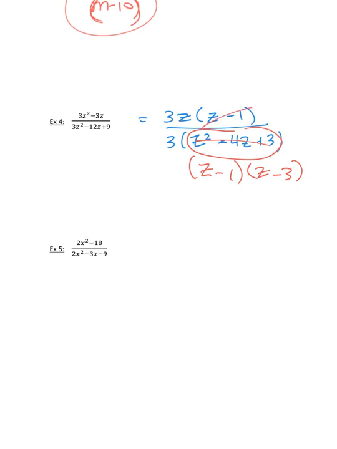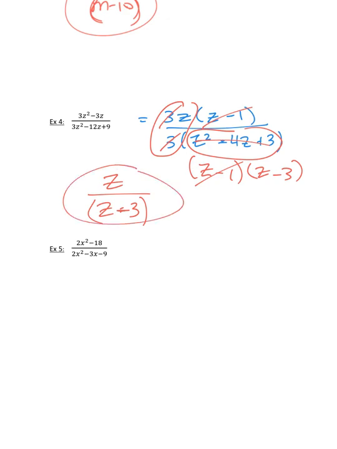So z minus 1 and z minus 1 are common factors. And with the monomials, they have a common factor of 3, so 3 divides into both of those. What remains, my final answer, is z in the numerator and z minus 3 in the denominator. Again, these can't be cross-simplified. You can't cancel these anymore because z minus 3 is a binomial. Z is not a factor of z minus 3. It's only a factor of the z. So that's my final answer.